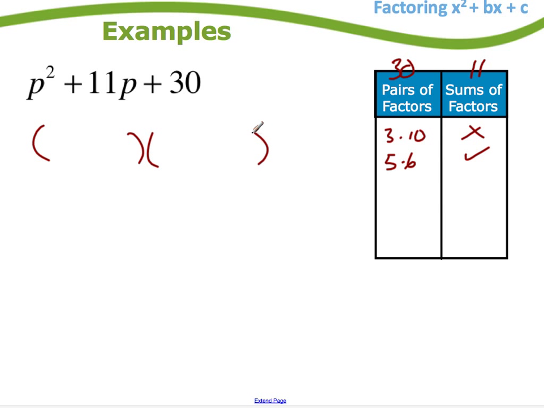So I put my two brackets, so it's a product of two factors, a p in the first slot in each side, and then over here I have a positive 5 and a positive 6. That's factored. Again, good idea to check. I'm pretty confident that this one's right, but it's always good to check. Let's do some more.